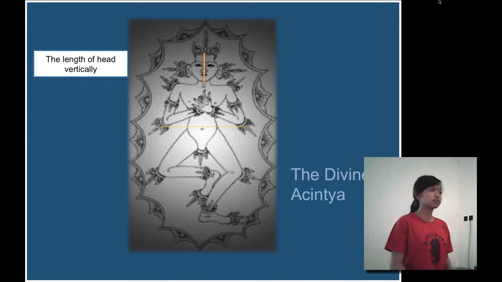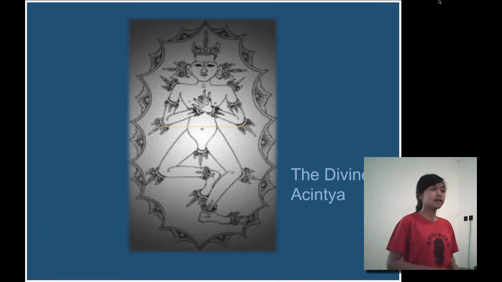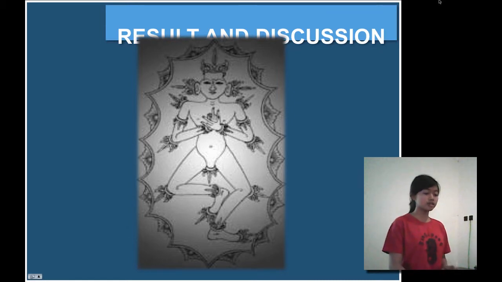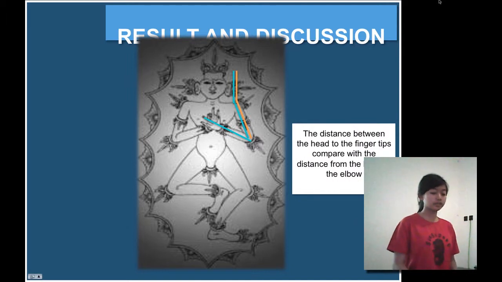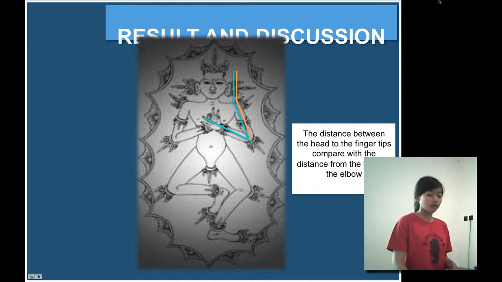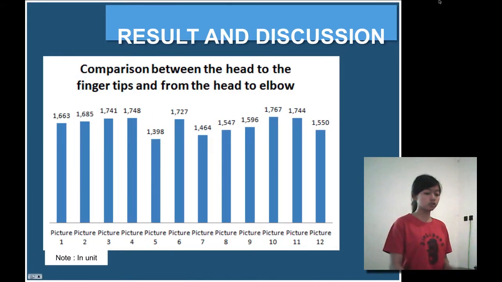So I got 10 comparisons which are close to the value of the golden ratio, and 6 comparisons which are equivalent to the golden ratio. All those 6 comparisons are as follows. The first comparison: the distance between the head and the fingertips compared with the distance between the head and the elbow. This is the graph of each picture, and it has a mean of 1.636.